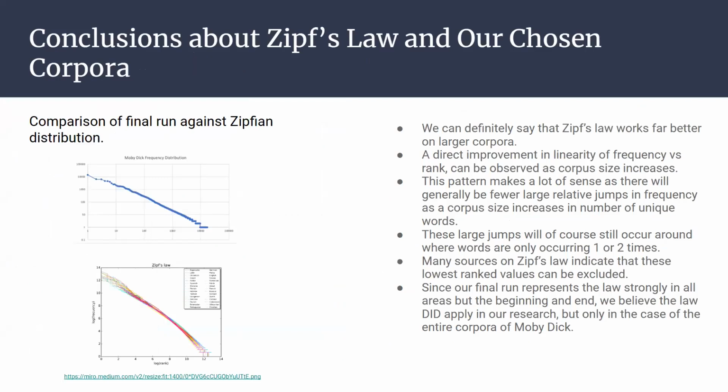Conclusions about Zipf's law. We can definitely say that Zipf's law works much better for larger corpora. There's a direct improvement in linearity and frequency as the size of the corpus increases. The pattern makes a lot of sense, as there'll be generally fewer large relative jumps in frequency as the corpus size increases and number of unique words. These large jumps will still occur around where words are only occurring 1 or 2 times.